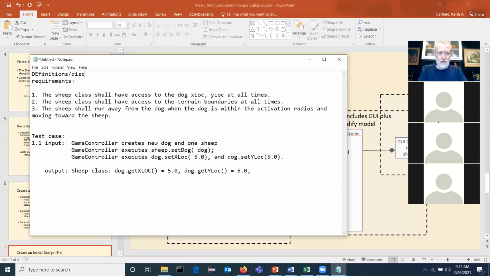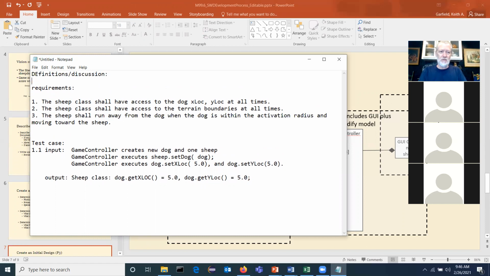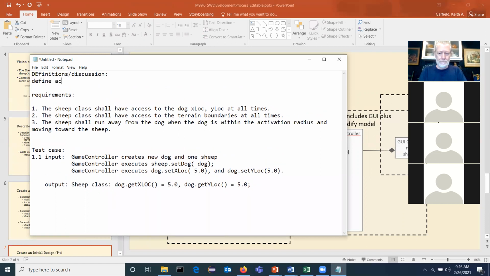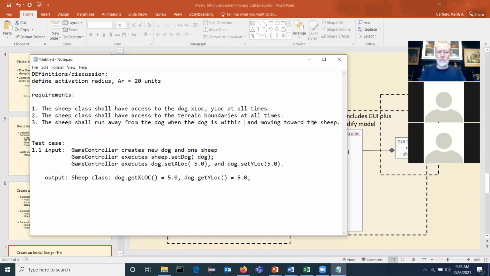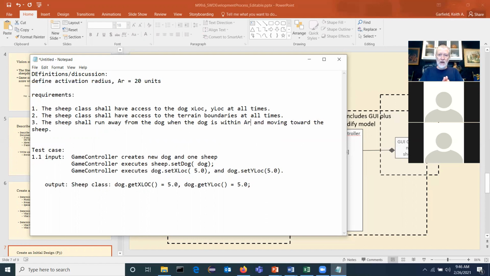The discussion section ahead of the actual requirements. Right, so now we know exactly how close the dog has to be to the sheep in order for the sheep to start moving. Are there any other terms that probably need definition there?